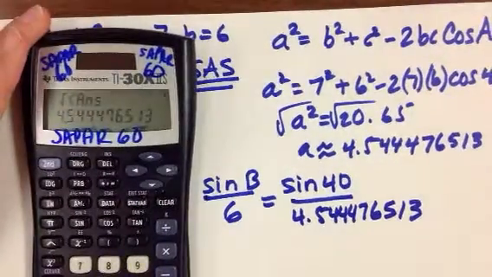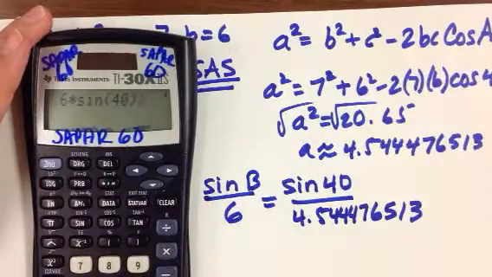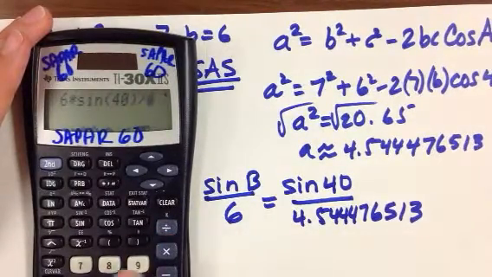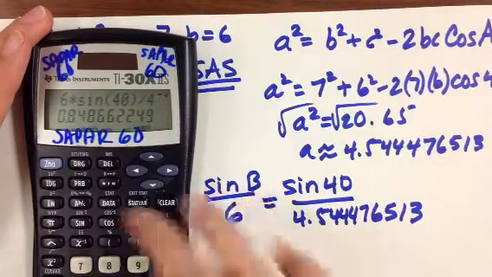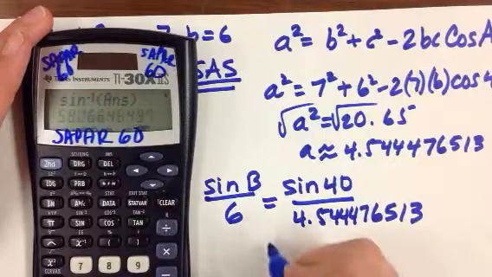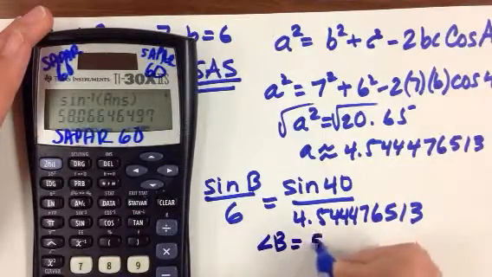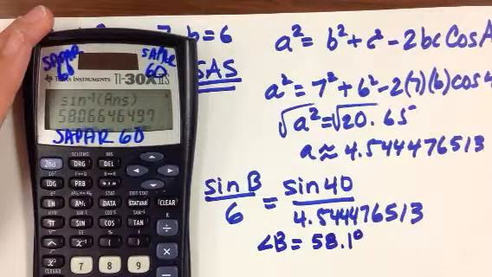So we take 6 times the sine of 40, divide that by all these crazy decimals, and I want to find the angle B, so I have to take the inverse sine of that answer. So angle B gives me 58.1 degrees if I round to the nearest tenth.